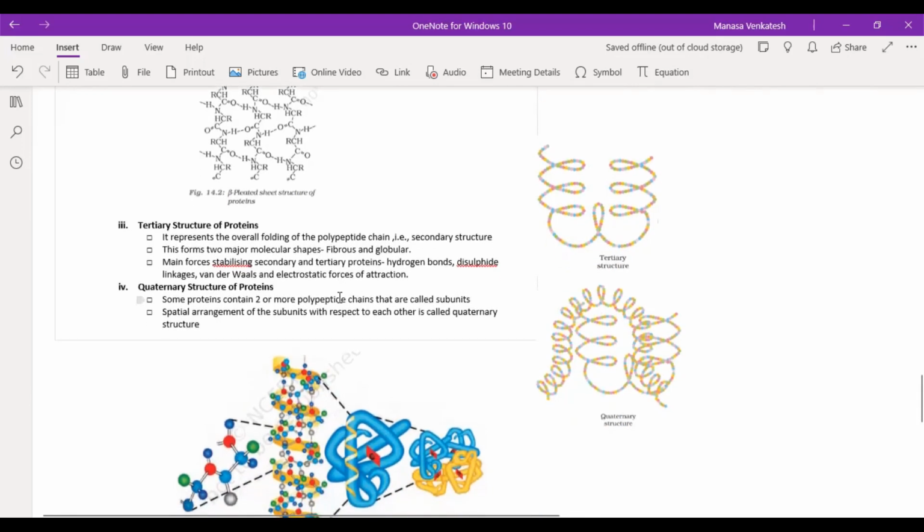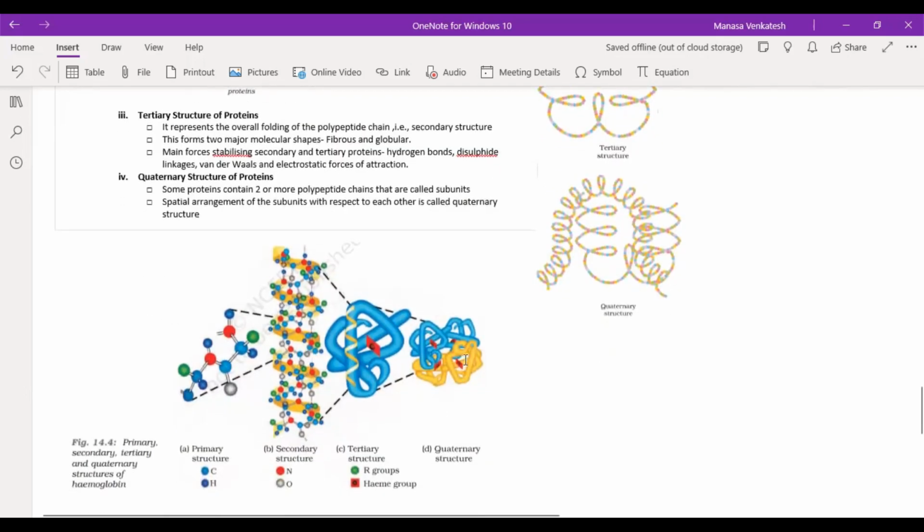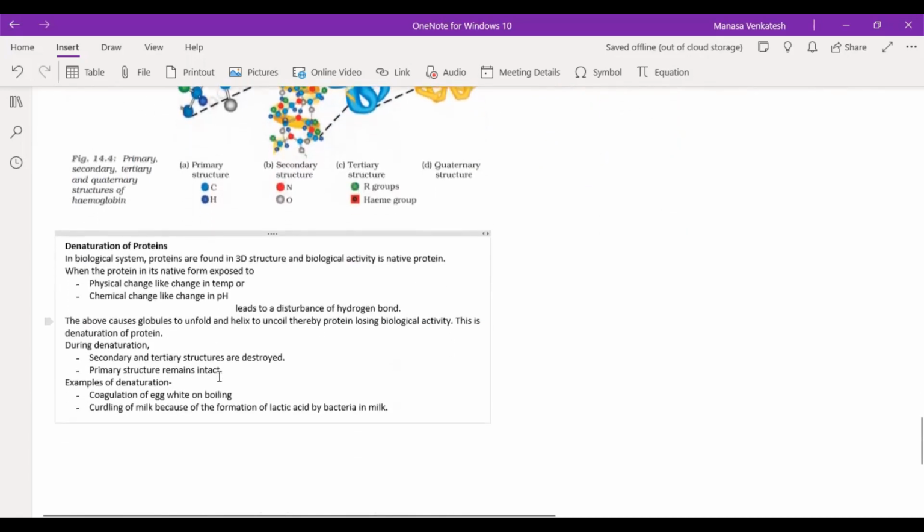The last is quaternary. Quaternary structures have two or more polypeptide chains, which are called subunits. The subunits arrange themselves with respect to each other to form a quaternary structure. Part of that is tertiary, and the tertiary one strand is the secondary, and the secondary one line is going to be a primary structure.